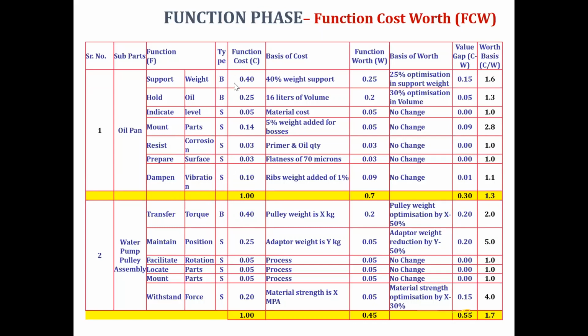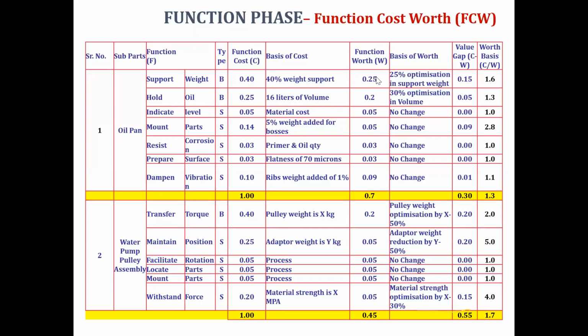But what is in your hand, being freshers, is the technical aspect. So you can look for some basis on how you can reduce the weight, how you can do the design optimization, how you can do the material change. Those things you can do because all these are related to the technical aspect. Okay, good. So here for supporting weight it is 40 percent and the worth is only 25.